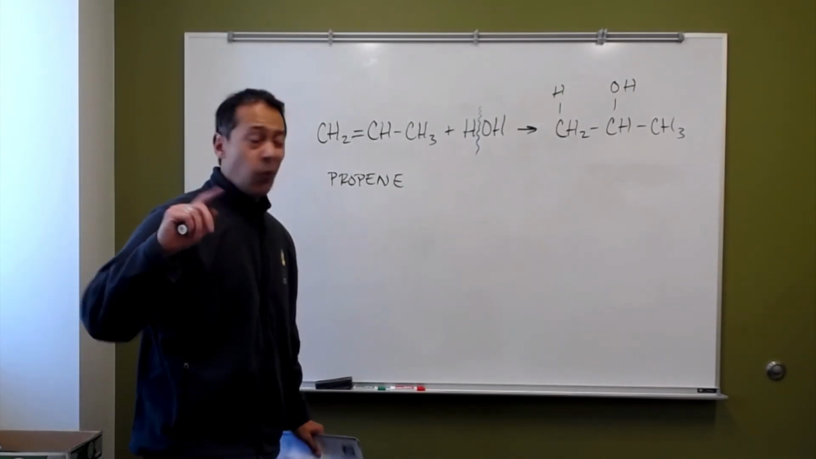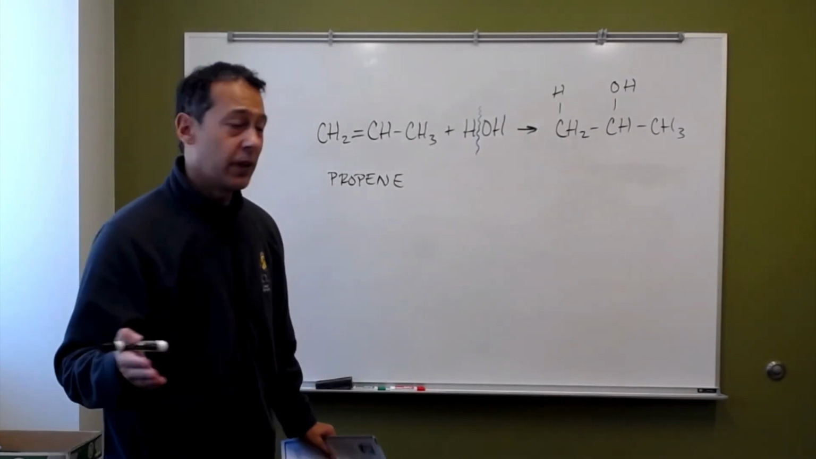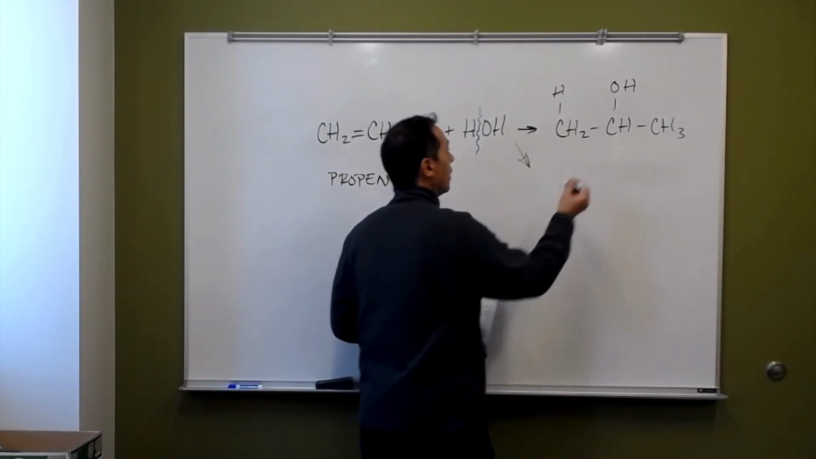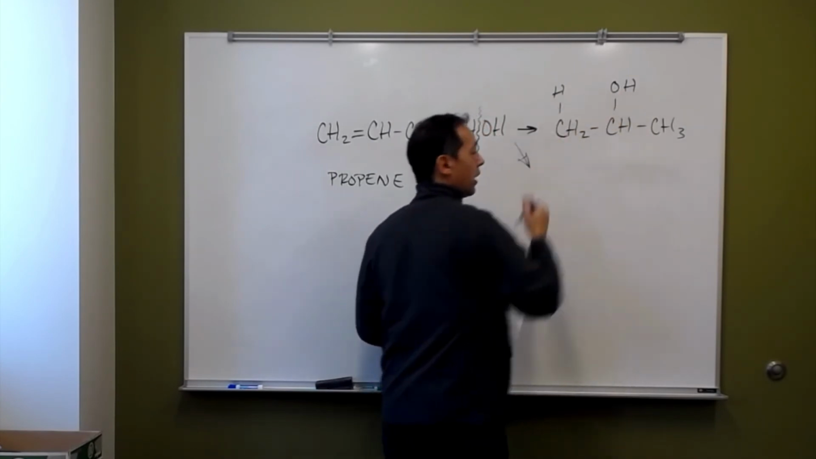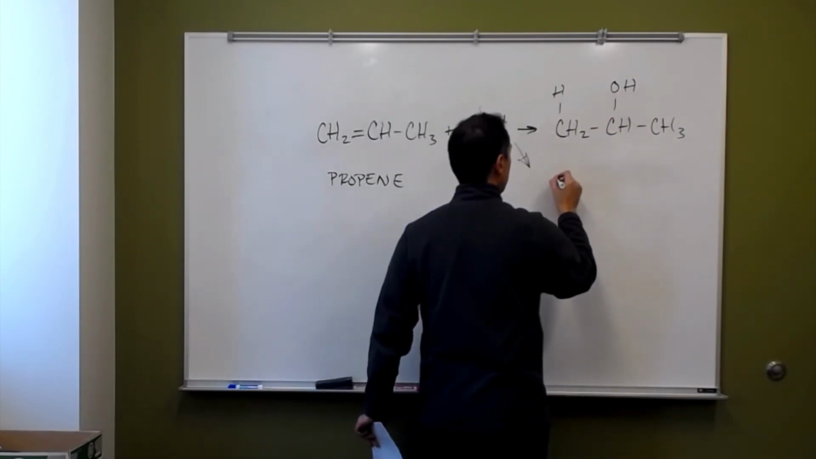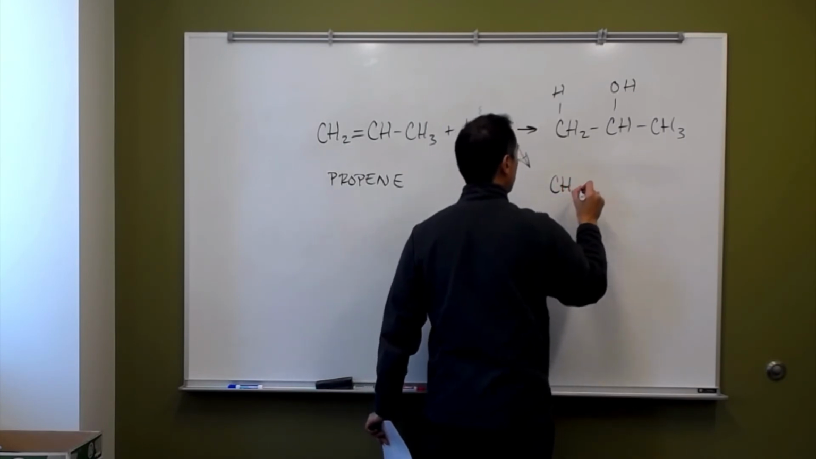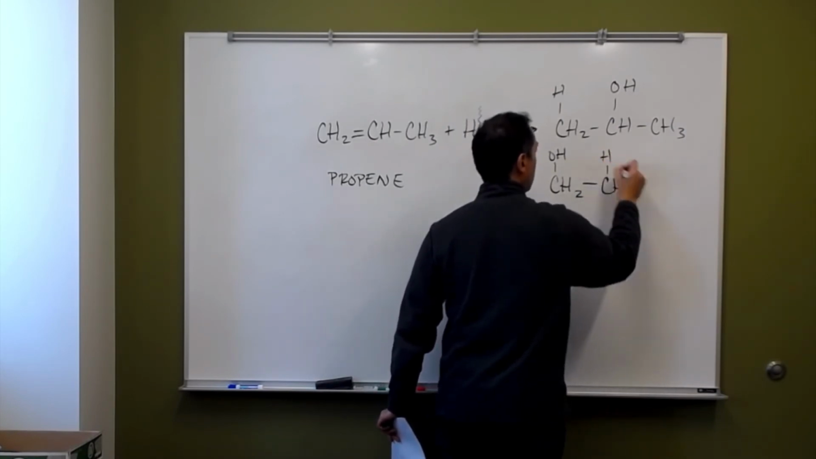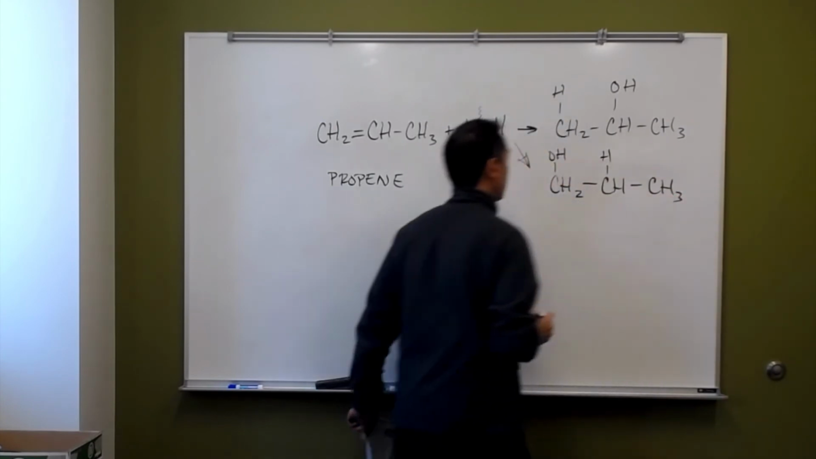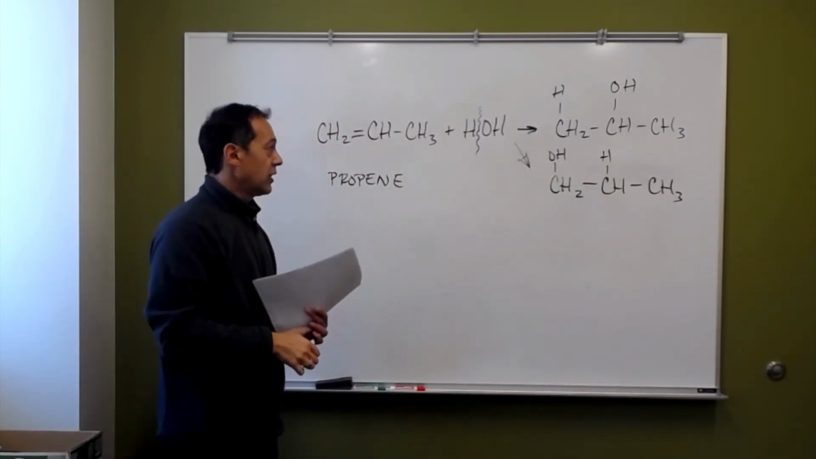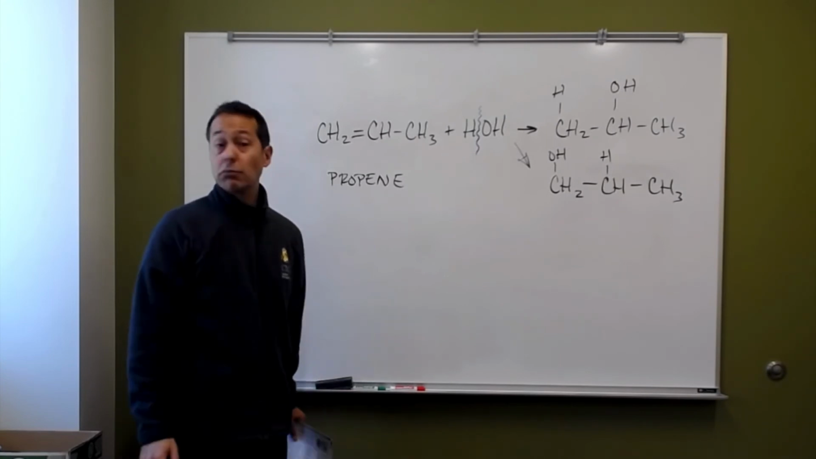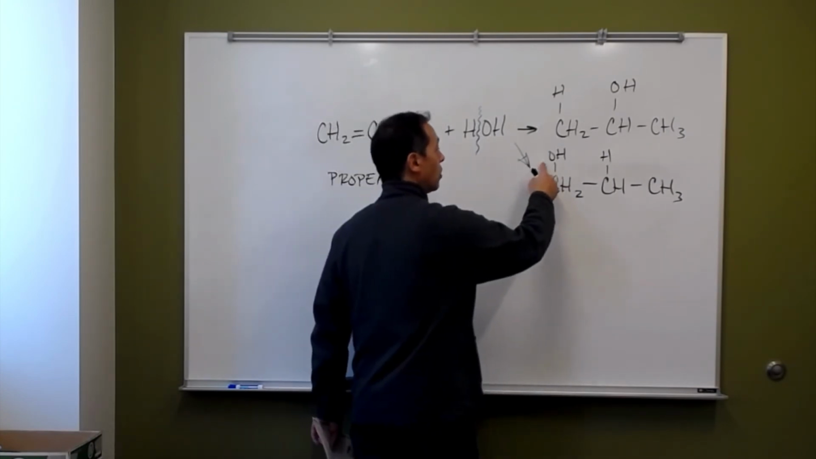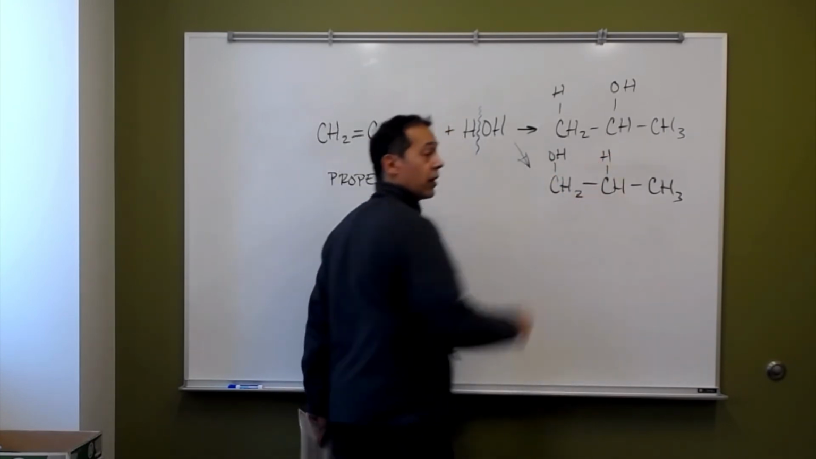But what if it did something different? What if it did this instead? What if this OH ended up over here, like that? So what if it went CH2OH, like this, and then CH, and then a hydrogen, and then CH3? Is that the same molecule? No, it's not the same molecule. So there are 2 possibilities here. This OH could go here on the first carbon, or it could go there on the second carbon.